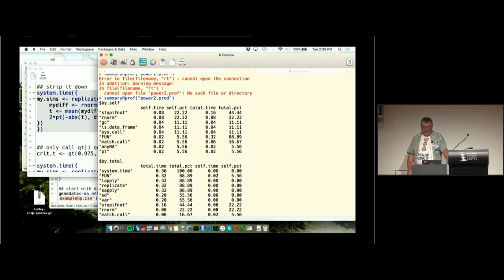Okay, so we aren't calling t.test.default anymore, and because this is taking a bit less than half as long, all the percentages are about twice as big. So we're now spending 20% of the time in stopifnot. Quite a bit in garbage collection, is.data.frame. And rnorm, well, rnorm can't be sped up particularly much, but the stopifnot looks a bit strange.